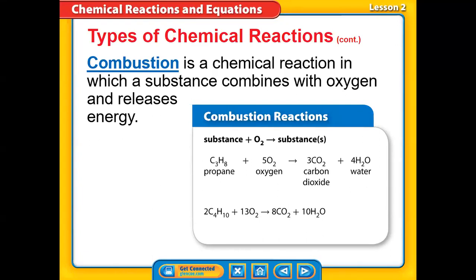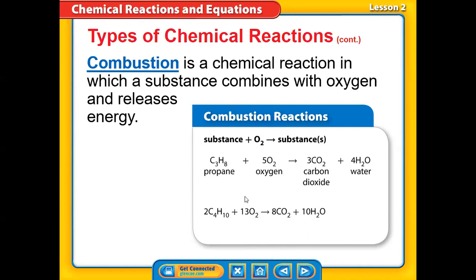So in that case, any substance that combines with oxygen, and there is a must. What is the must? The results must contain energy, carbon dioxide, and water vapor. So we call this a combustion reaction.